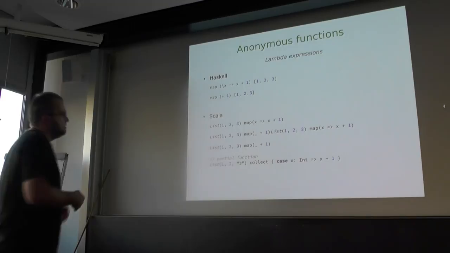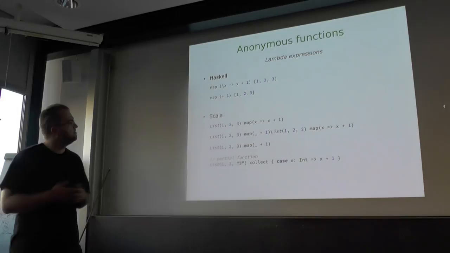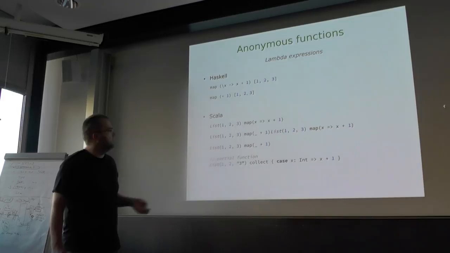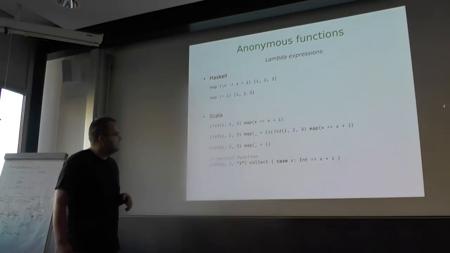Another typical feature, again present in both languages, are anonymous functions or so-called lambdas. So, we can have functions which have no name, which are just functions created from expressions. In Haskell, the very well-known syntax. In Scala, again, very, very similar. There are some variations on the theme here, but ultimately it's all the same.